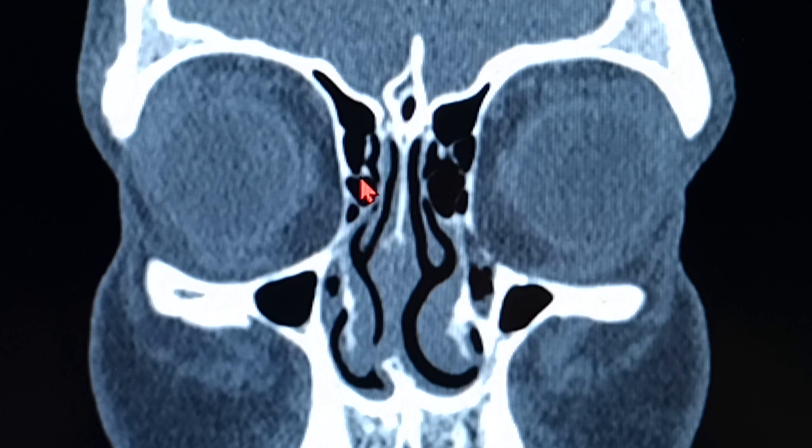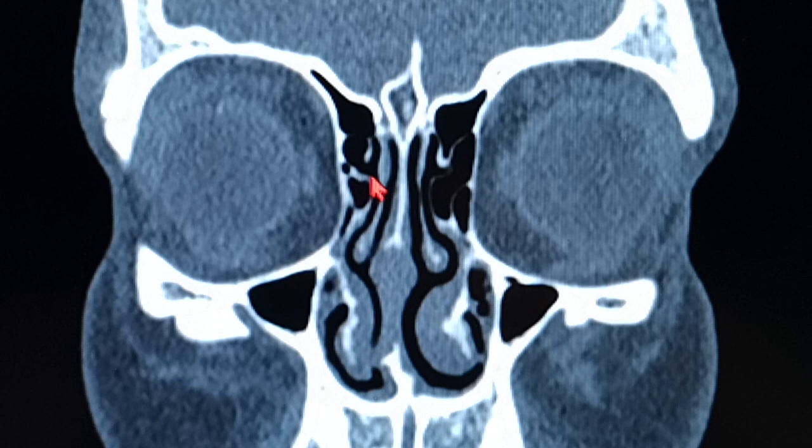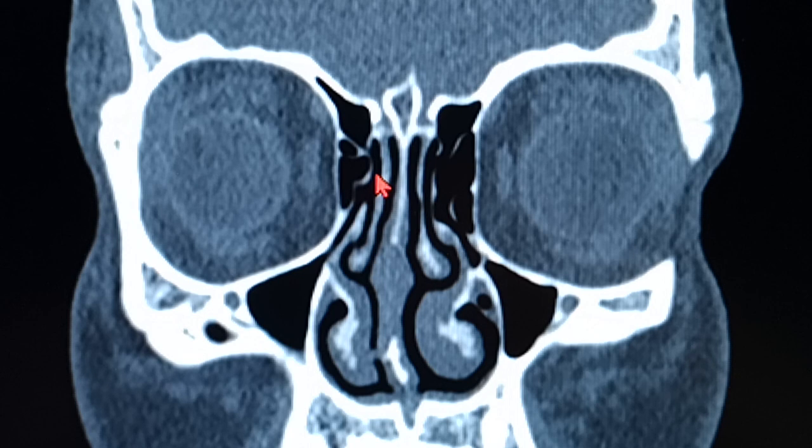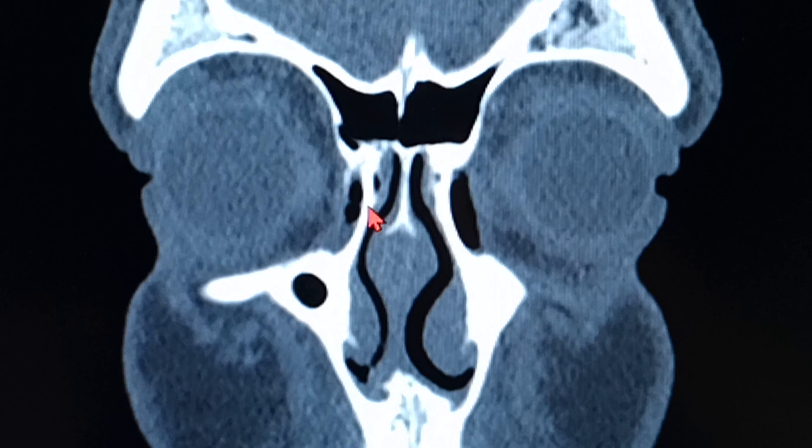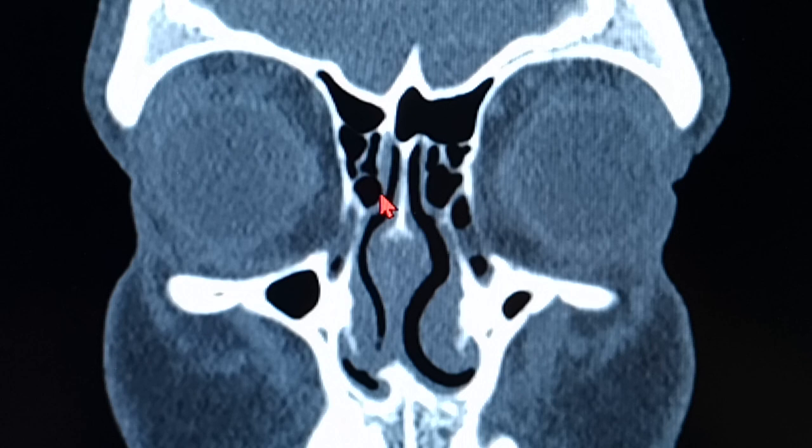If I go posteriorly, this is agger nasi. If I keep on going posteriorly, this is bulla ethmoidalis, and we cannot see any attachment of the uncinate over here. But if I go anteriorly, you can see that's the agger nasi air cell. This was the appearance of the agger nasi air cell.